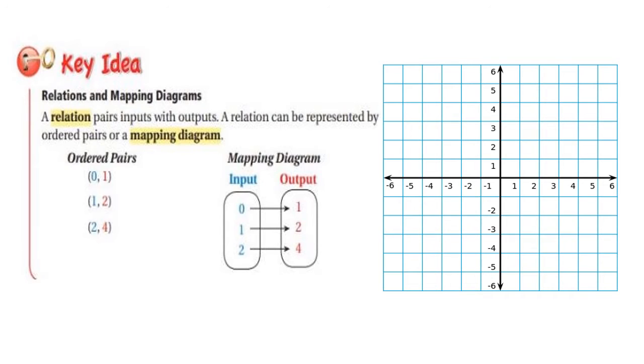And now we begin to define a relation. A relation pairs inputs and outputs. Remember, inputs are the x value and outputs are the y value. A relation can be represented by ordered pairs or a mapping diagram. These are ordered pairs. You're used to these. You can put them on a number line. Now in your notes you only have this part.